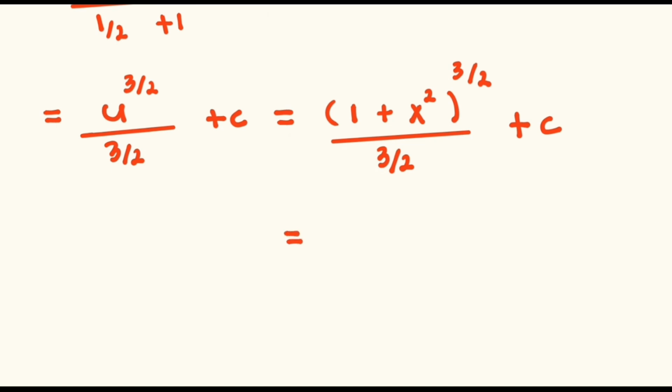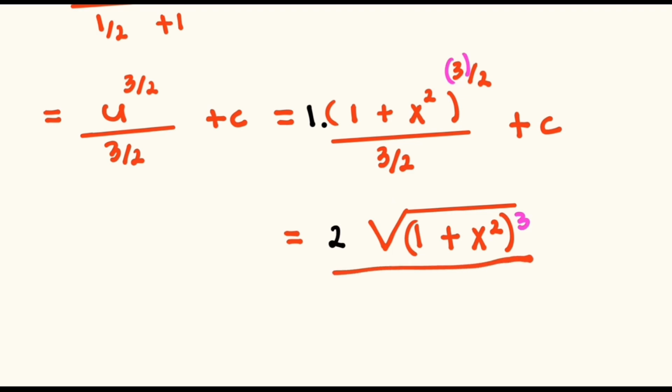If we wish to simplify, this will be equal to the square root of 1 plus x squared, and this 1 plus x squared will be raised to the power 3, and 1 divided by 3 over 2 will be equal to 2 divided by 3 plus the constant c, and this will be our answer for our first question.